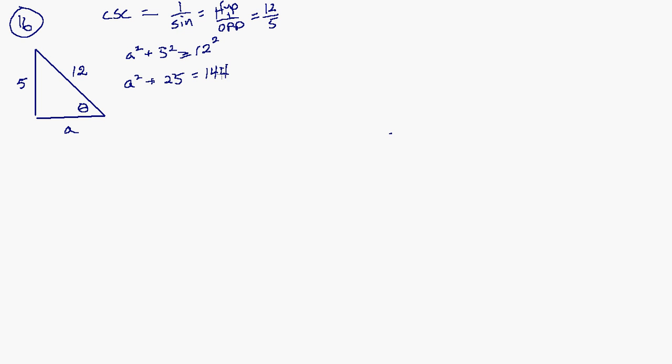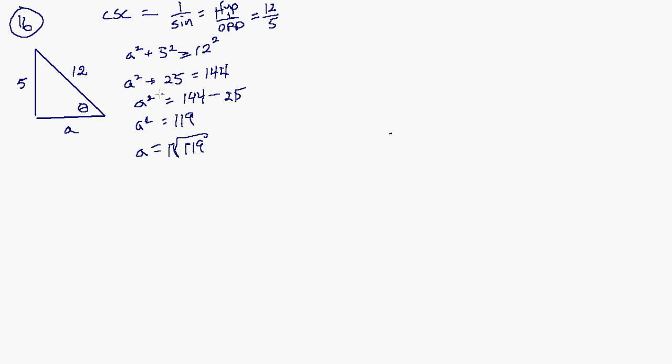So a squared is equal to 144 minus 25. So we have a squared equal to 119. So therefore a is equal to the square root of 119. Okay? So here we go.